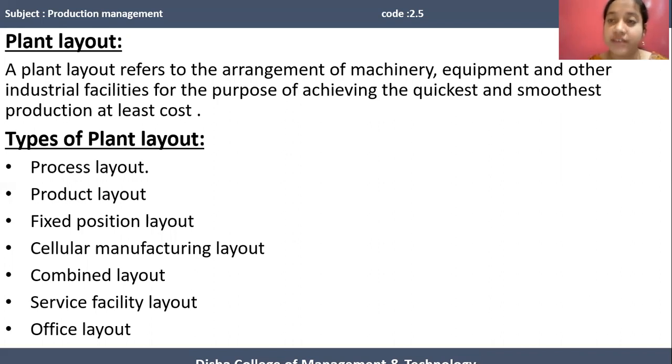Take the example of the textile industry. For manufacturing cotton fabric, the manufacturer requires different sets of machines like spinning machine, weaving machine, designing machine, coloring machine, and the last one is the finishing machine. So these are the machines generally the cotton fabric manufacturers require.